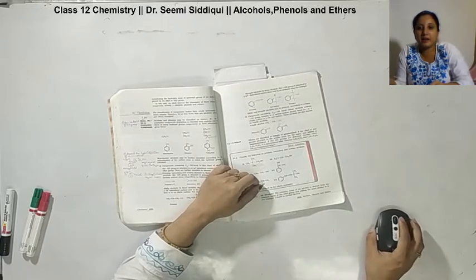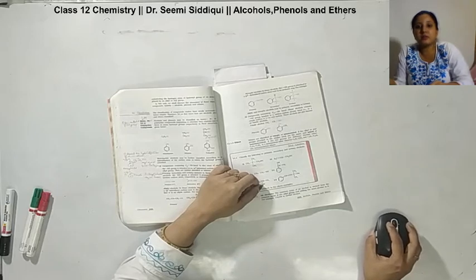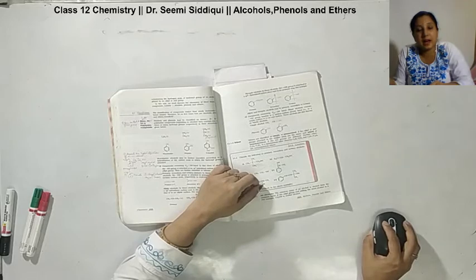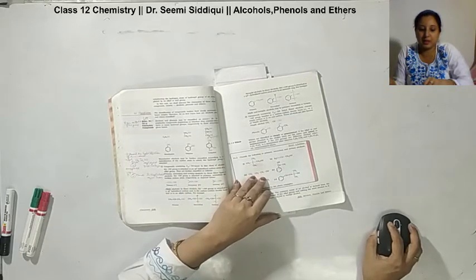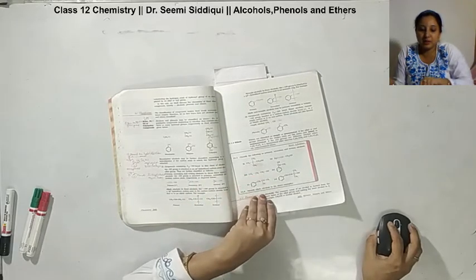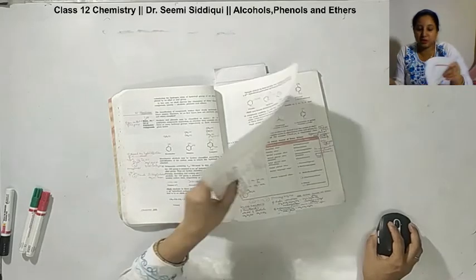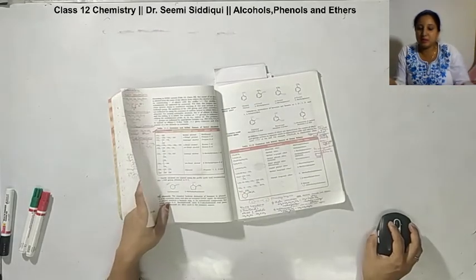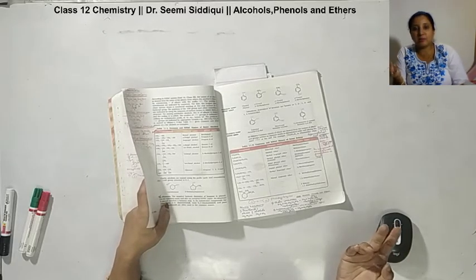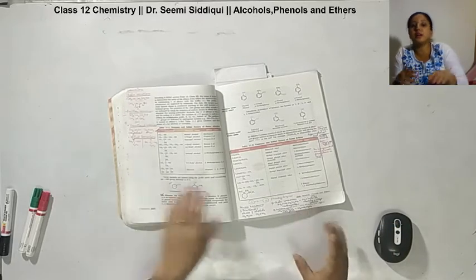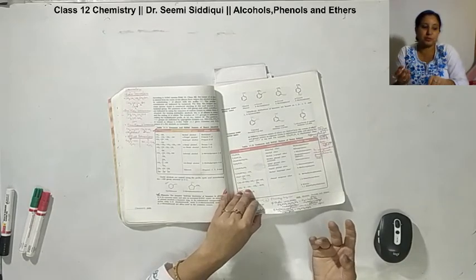Then we classified it on the basis of hybridization, as sp2 or sp3 hybridized. Coming to the ethers, the classification was only on the basis of symmetry: symmetrical if both sides have the same group, and unsymmetrical if both sides have different groups.